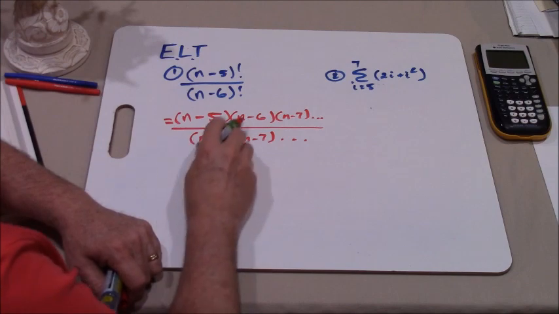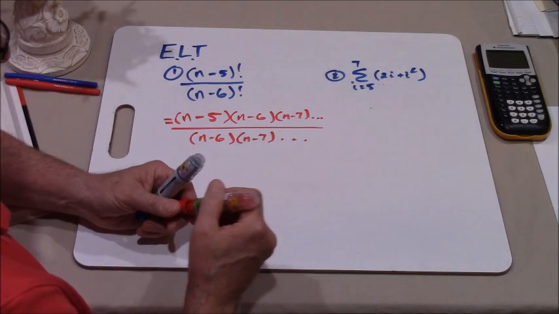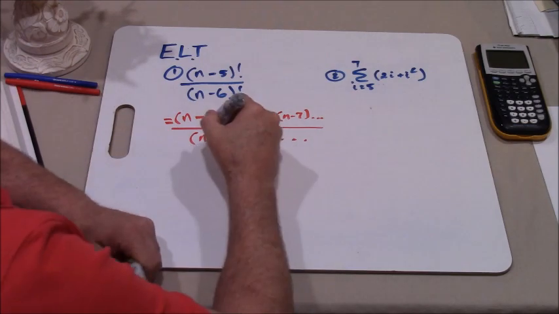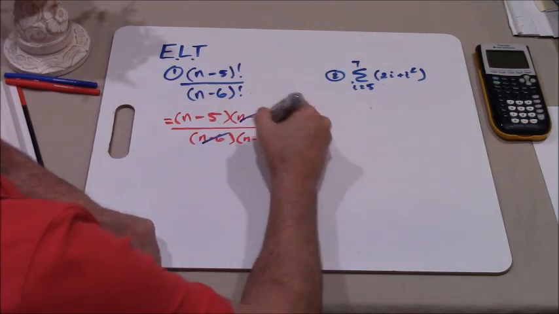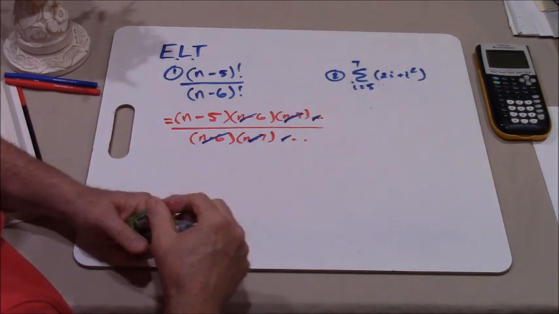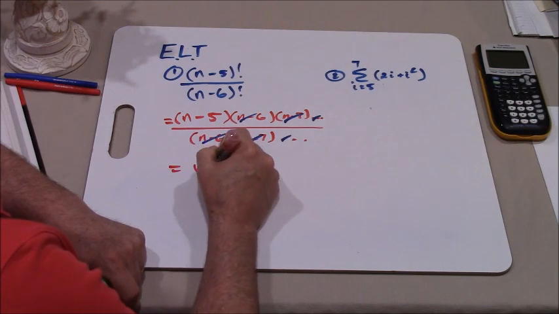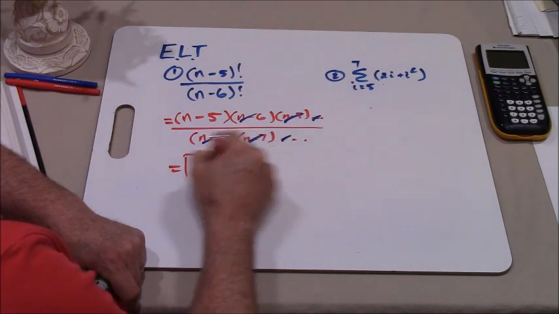And again, we just want to get to the point where we can see that the pattern the rest of the way down is going to be the same. Then we can go ahead and cancel those. Here go the n minus 7s and then everything from that point on. And all I'm left with is an n minus 5 in the numerator. So there's my answer.